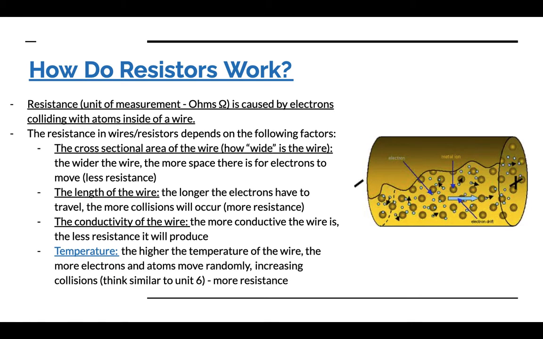Then lastly, this one is a bit unlikely at first, but it does actually make sense when we think about it, in that temperature is also a factor that affects resistance, because the higher the temperature of the wire, the more electrons and atoms are going to move randomly, which is going to result in increasing collisions, and it's going to increase chaos. And as a result, this will increase resistance. So there's a direct relationship between temperature and resistance.